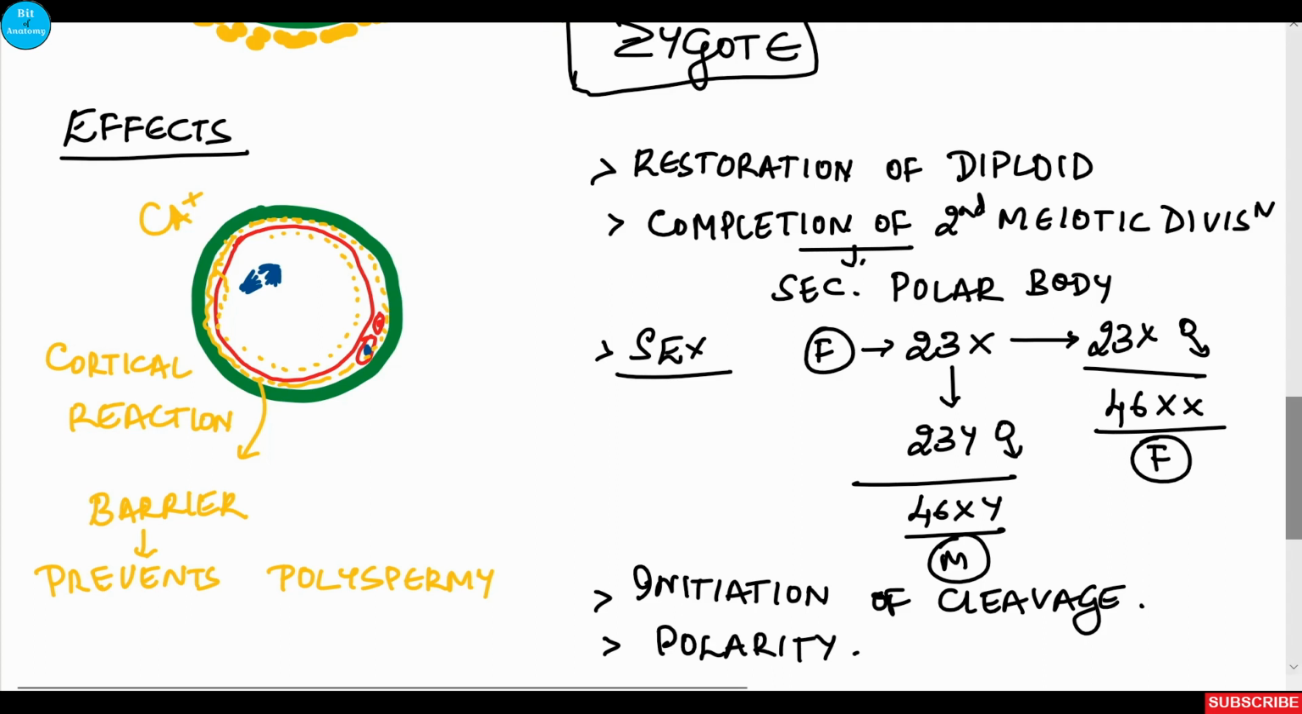So these are the features of fertilization: the approximation of the gametes, fusion of the gametes, and the effects of fertilization.